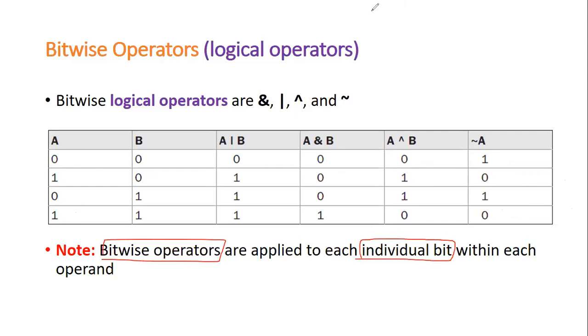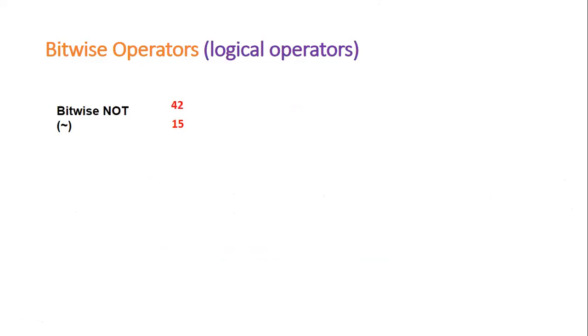Now let us see this with an example. Bitwise not. Sometimes I'll be calling it negation, not. So what is the binary value of 42? This is the binary value of 42, right? Now I want to compute bitwise not. How to compute bitwise not? Not is nothing but I need to negate, that is, I should change from 0 to 1 and 1 to 0. And that is what bitwise not is all about, right?